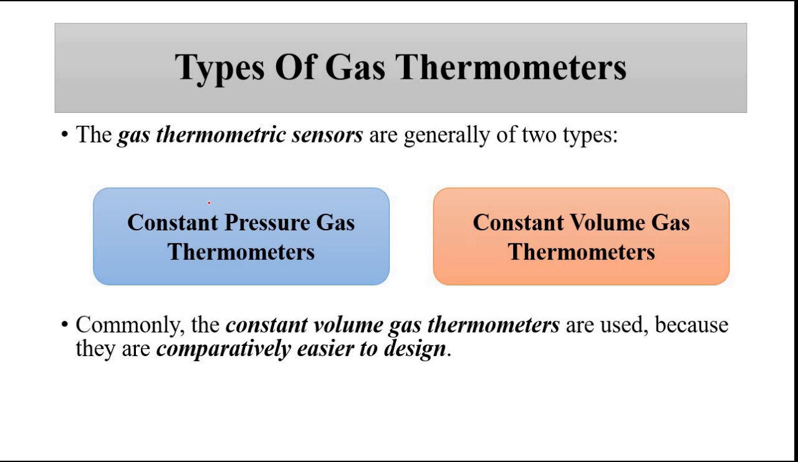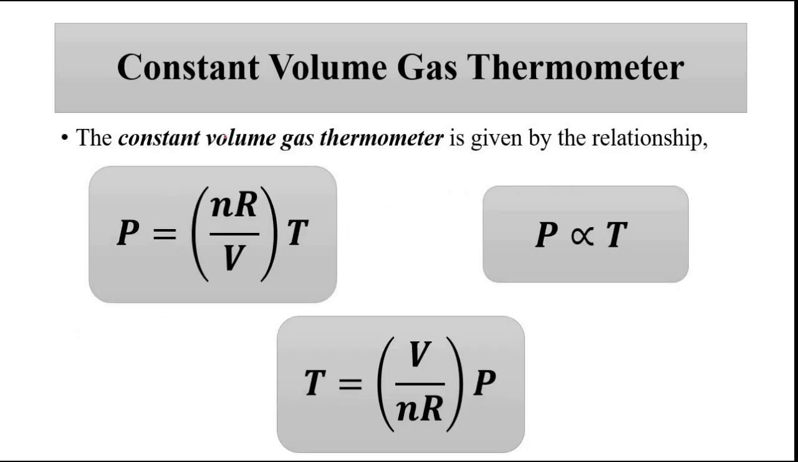Now there are two categories of gas thermometric sensors or gas thermometers: the constant pressure gas thermometers and the constant volume gas thermometers. The constant pressure gas thermometer has a slightly complicated design and the working is also a bit complex. So generally we will have constant volume gas thermometers because they're easier to design, and calibration and everything is easy. So the constant volume gas thermometer is given by this. Constant volume means the volume remains constant.